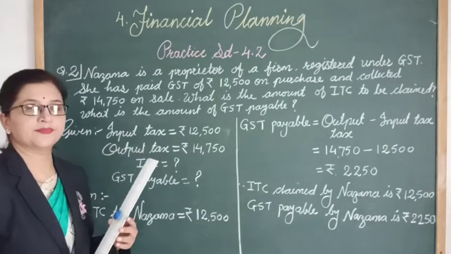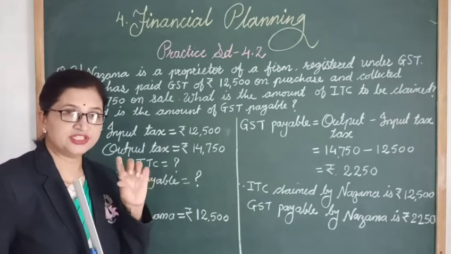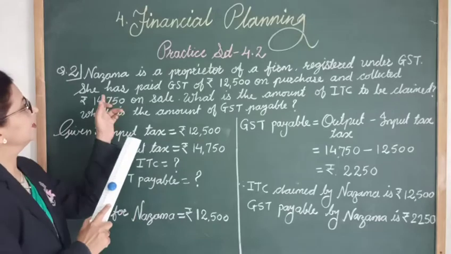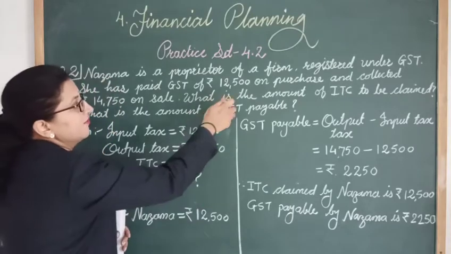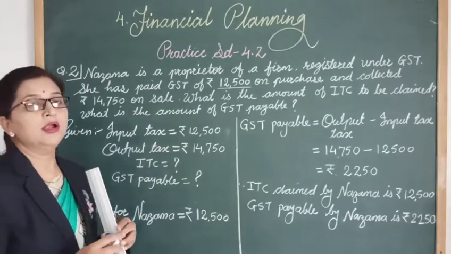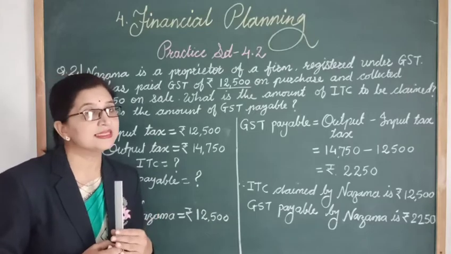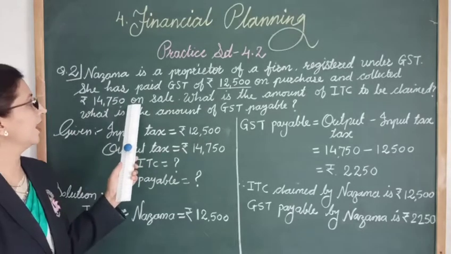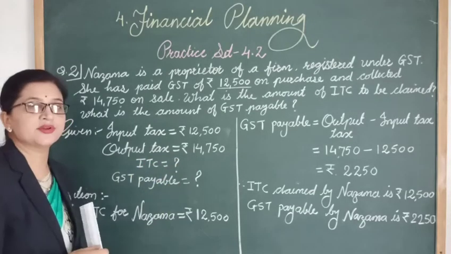So here, input tax. Dear students, we know that when a trader pays the GST at the time of purchasing, it is called input tax. So here it is given that she has paid GST of 12,500 rupees on purchase. So this 12,500 rupees is the input tax. Then the amount of GST a trader collects at the time of sale is called the output tax. So here it is given, collected 14,750 on sale. So that is the output tax, that is 14,750 rupees.